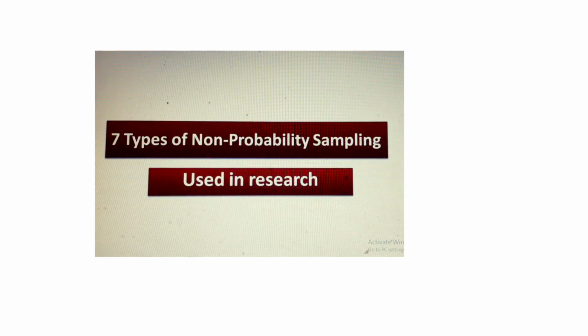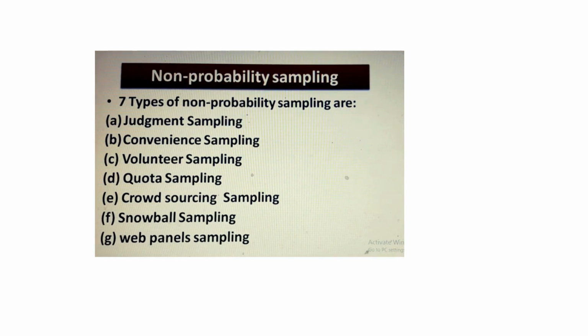In this video, you are going to learn about 7 types of non-probability sampling used in research. So let's start the session with 7 types of non-probability sampling. 7 types of non-probability sampling are judgment sampling, convenience sampling, volunteer sampling, quota sampling, crowd sampling, snowball sampling, and web panels sampling.